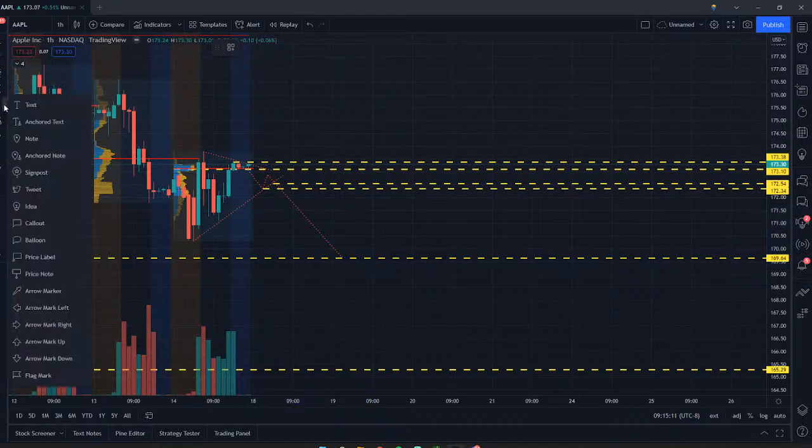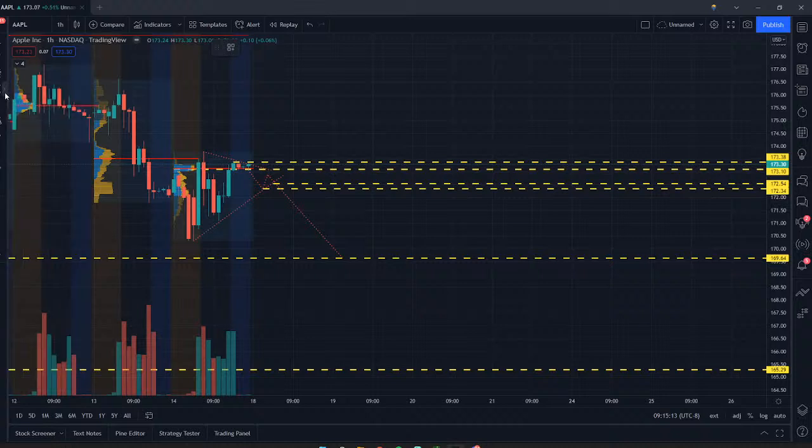actually, I think there's a pen tool on here. I've never used it. Let me see. Brush. But once you get here, you'll probably start to see some consolidation. Once that consolidation happens, again, you're just going to start drawing out your technical analysis. So let's say we have rectangle consolidation here.